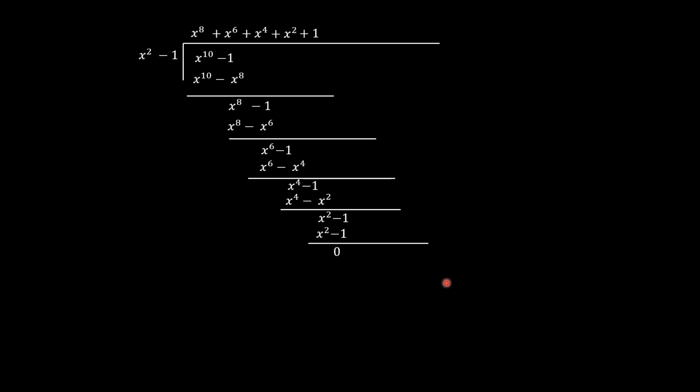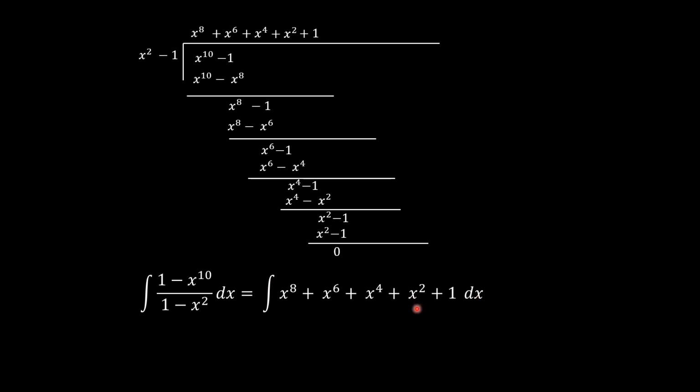integral results in x to the power 8 plus x to the power 6 plus x to the power 4 plus x squared plus 1. And so the integral now is the integral of what was obtained after the long division, which is 1 over 9 times x to the power 9 plus 1 over 7 x to the power 7 plus 1 over 5 x to the power 5 plus 1 over 3 x to the power 3 plus x plus a constant c.